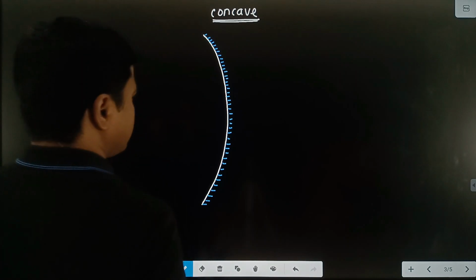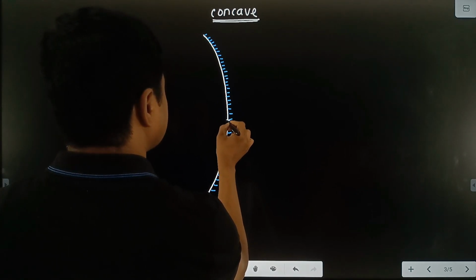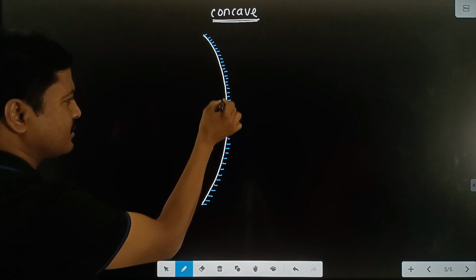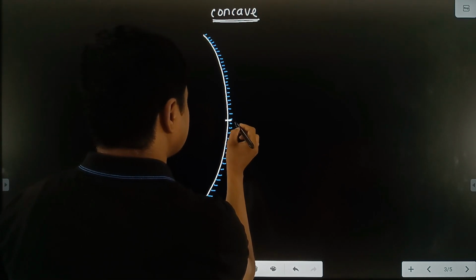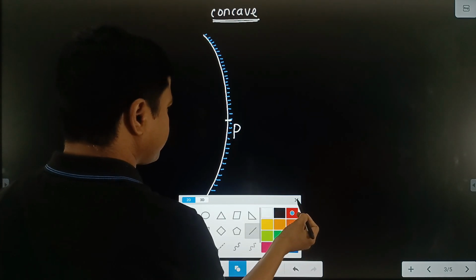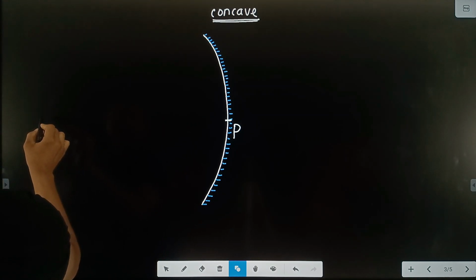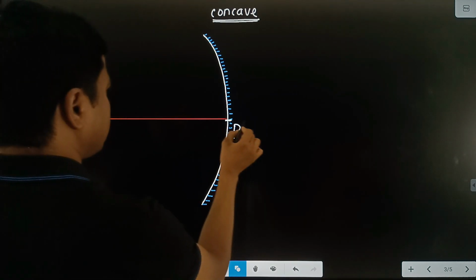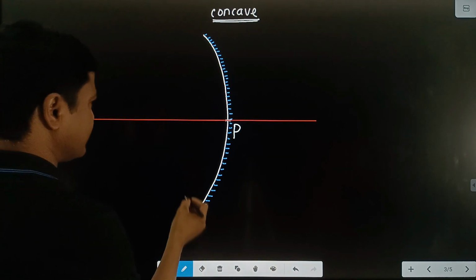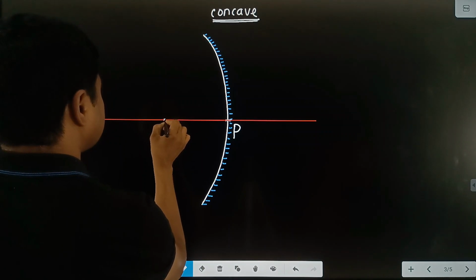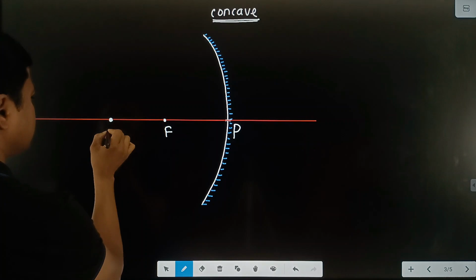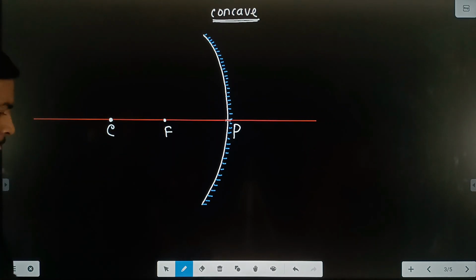You know this point is the center of the reflecting surface, and the center of the reflecting surface we call the pole. Suppose you draw a line passing through the pole, and this line is the principal axis. Then this point is the focus; for focus we write capital F. This is the center of curvature; for center of curvature we write capital C.